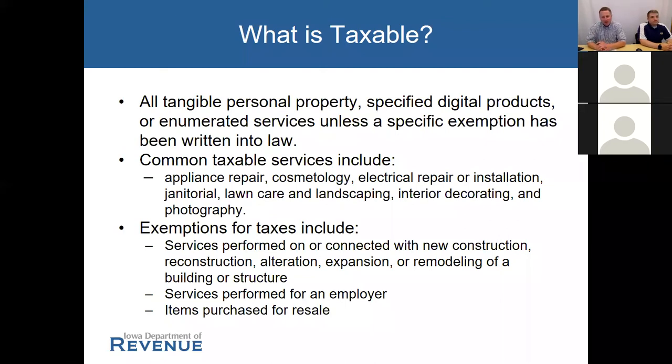Some exemptions to some of these services, again, I'm just scratching the tip of the iceberg here for you. Exemptions for taxable services include any services performed on or connected with new construction, reconstruction, alteration, expansion, or remodeling of a building or structure. So, for example, if I'm going to build a brand new house and I hire an electrician to come in and do the wiring, I just said above that electrical repair or installation is a taxable service. However, if it's connected with the new construction of my brand new house, then that service is no longer taxable. So that's what I'm talking about here. We call that, and I'm using my air quotes here, new construction exemption. And that encompasses all of the things I have on the slide: new construction, reconstruction, alteration, expansion, or remodeling of a building or structure.